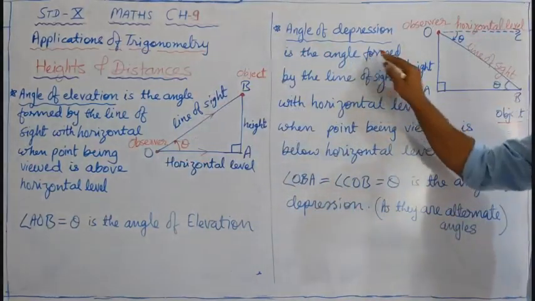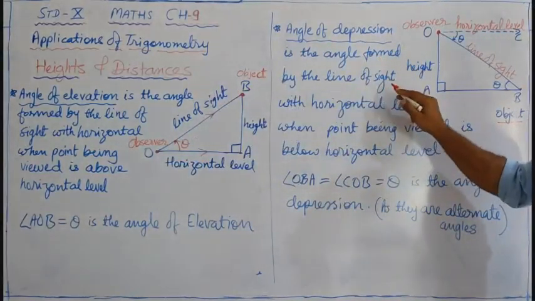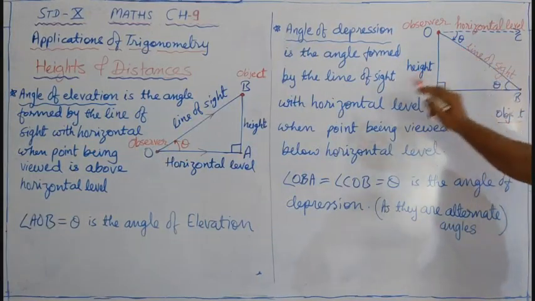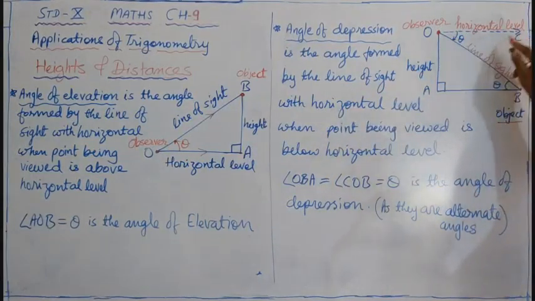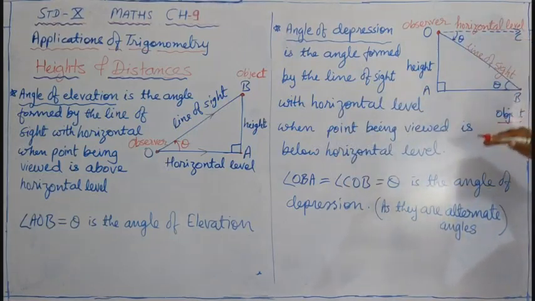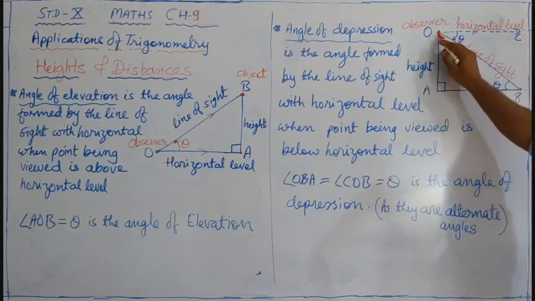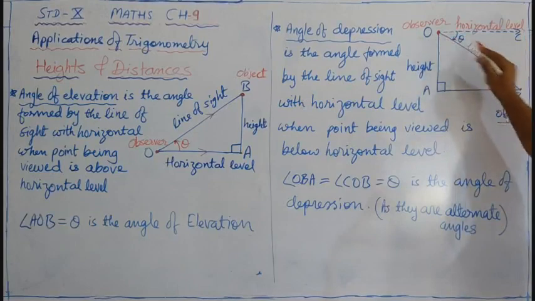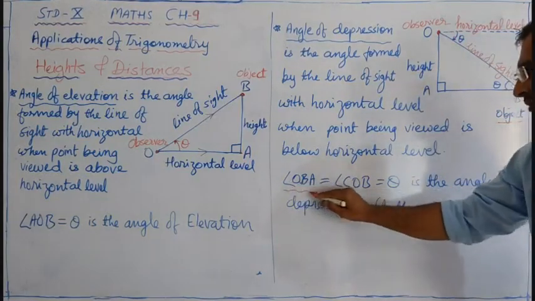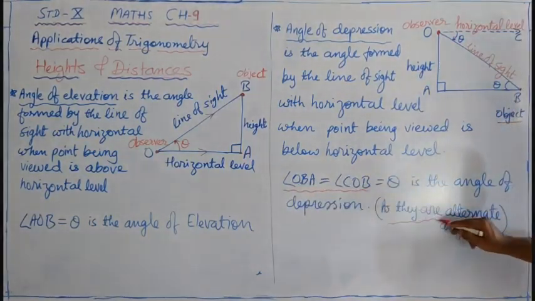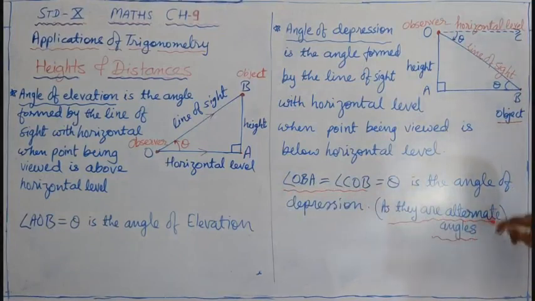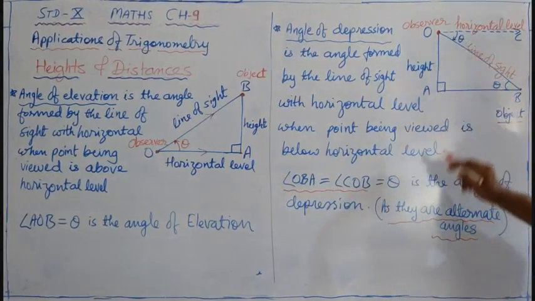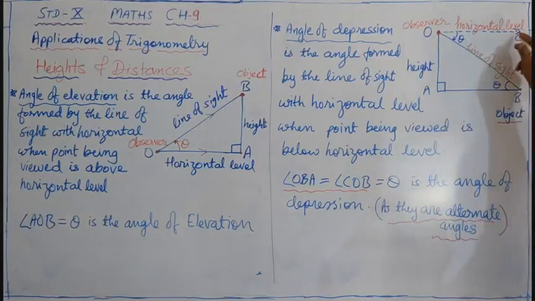So here the angle of depression is the angle formed by the line of sight with the horizontal level, when the point which is being viewed is below the horizontal level. So here angle OBA is equal to angle COB. These two angles are equal because they are alternate angles, so that is equal to theta. So this angle, between the line of sight and the horizontal level, is the angle of depression.